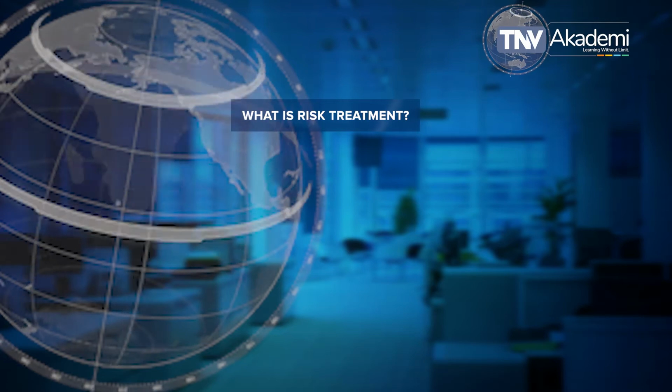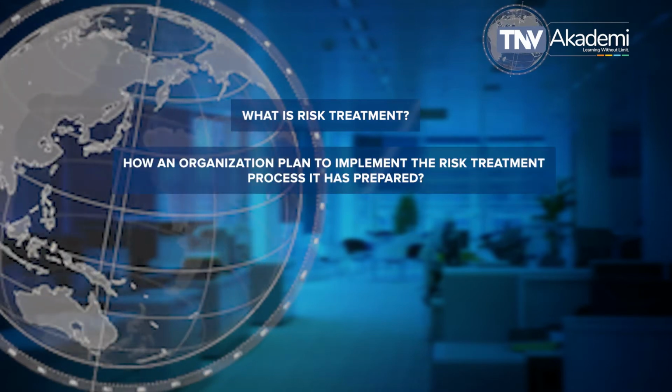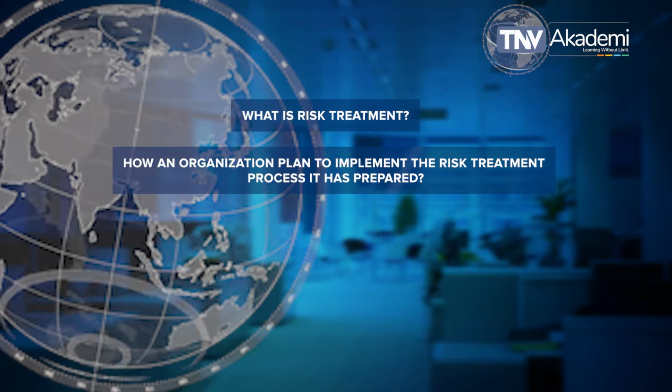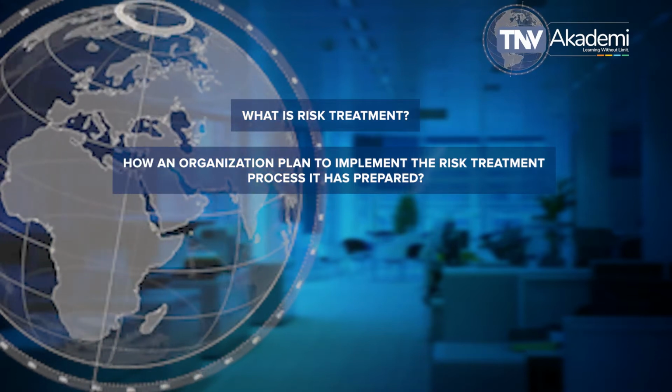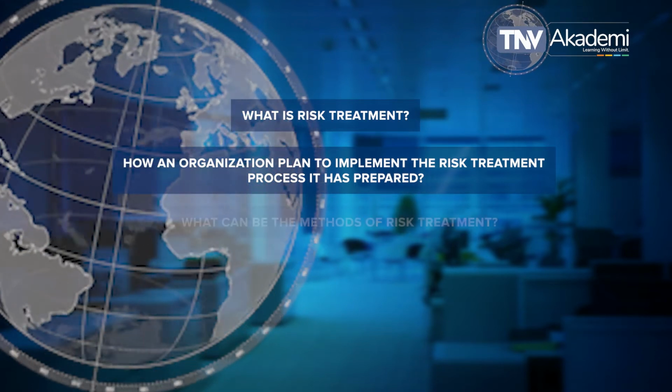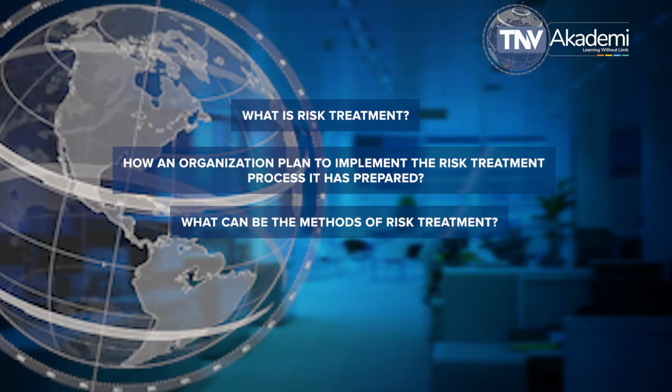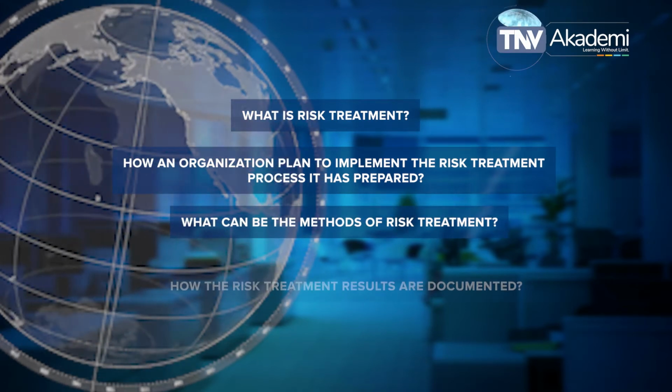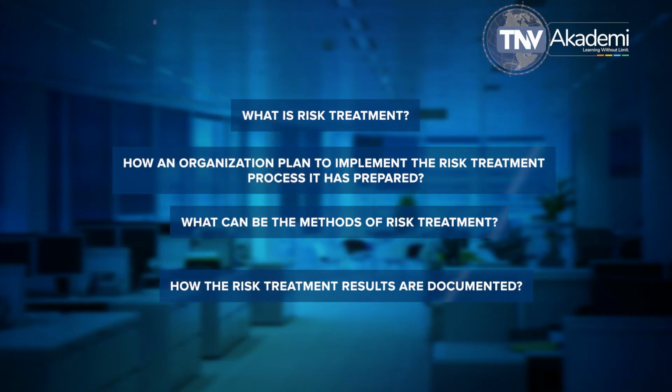At the end of this chapter, you will be able to understand. Learning 1. What is risk treatment? Learning 2. How an organization plans to implement the risk treatment process it has prepared. Learning 3. What can be the methods of risk treatment? Learning 4. How the risk treatment results are documented. So, let's begin our discussion with a brief introduction of subclause 8.3 by first understanding what risk treatment is.